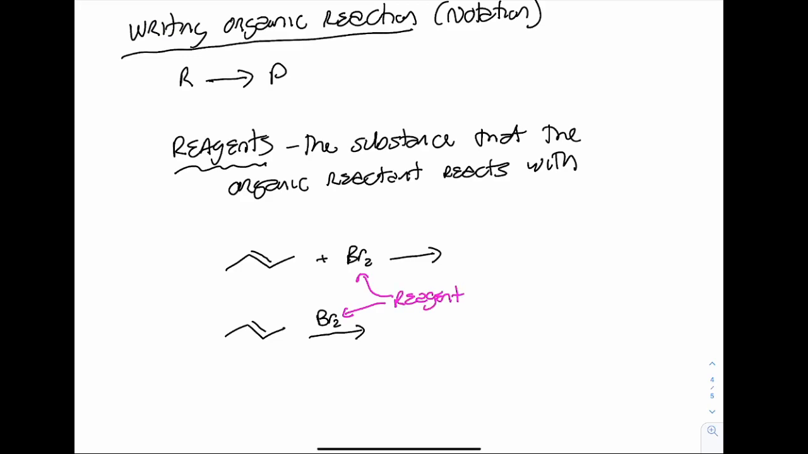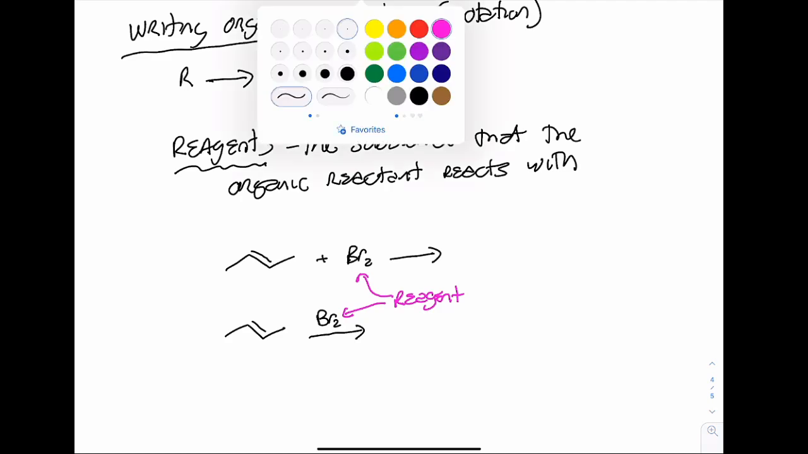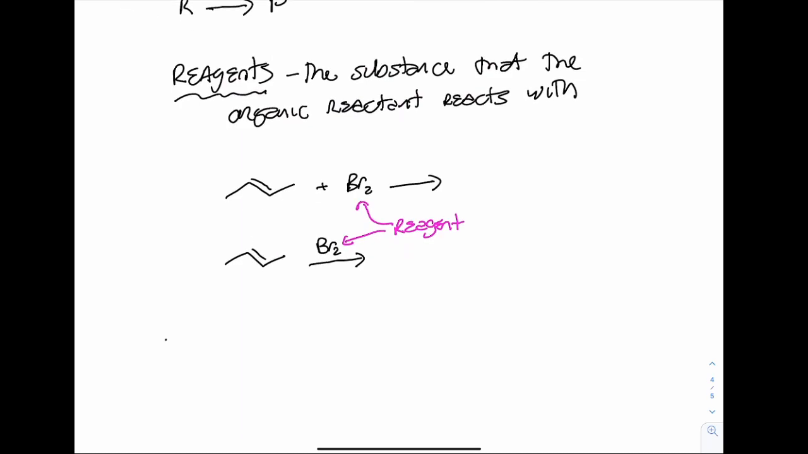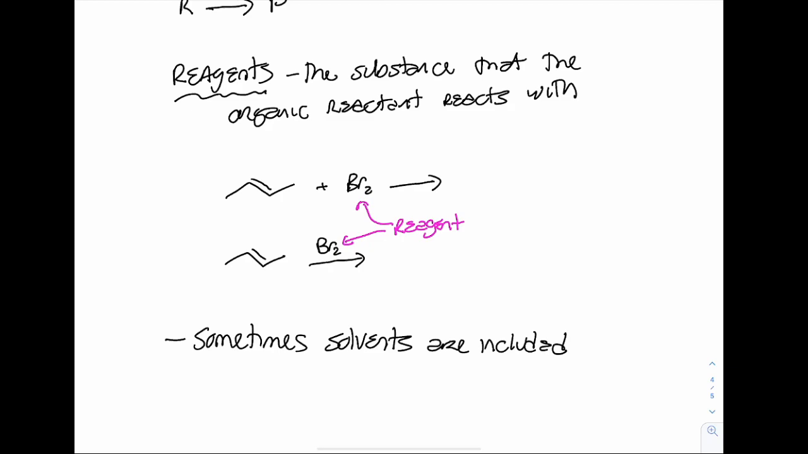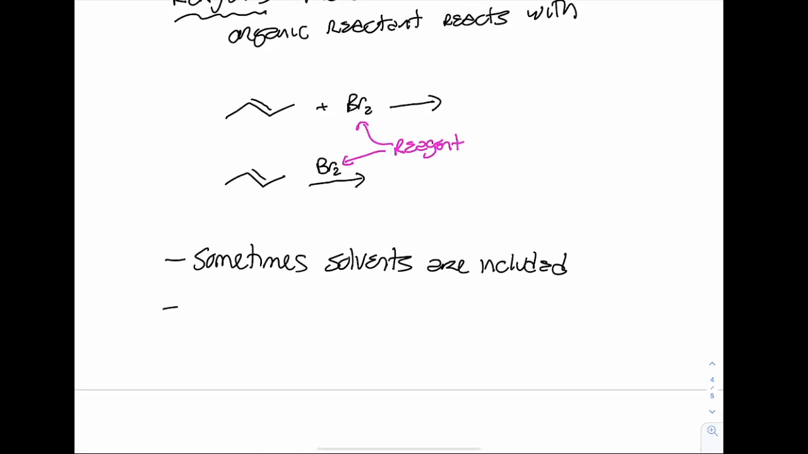And again, both of these are equally correct. One is not better than the other. So they're the same. Sometimes I'm writing it on the reactant side, sometimes I'm writing it on the arrow. Other things that you'll see: sometimes solvents are included. Sometimes we actually need light energy, so sometimes light energy will be included.